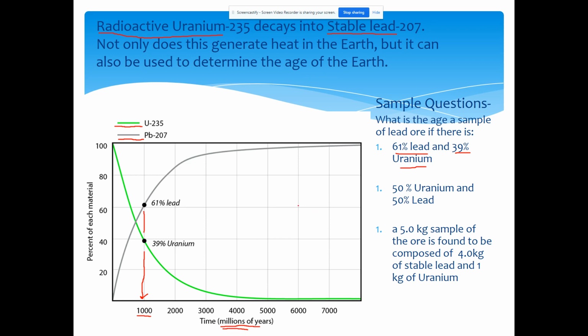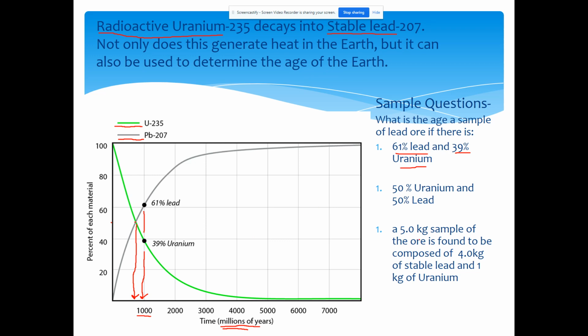50% uranium and 50% lead. So here's the 50% mark, and you can see that that's where they cross right there. You go straight down and you say, oh, it's less than 1,000 million years. Maybe it's 700 million years.